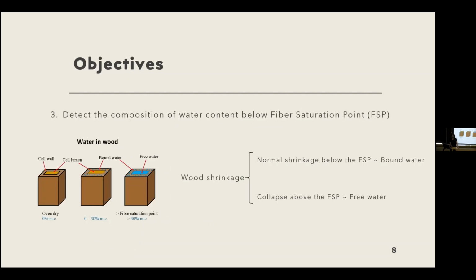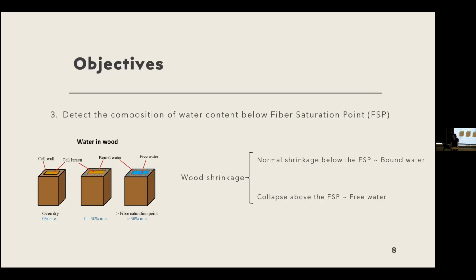There are 2 states of water in the wood. One is called bound water, which refers to the water that resides in the cell wall. And another one is named free water, which refers to the water existing in the cell lumen. The transition point from a regime that only has bound water to a regime that has both bound water and free water is named the fiber saturation point, which is usually recognized around 30% moisture content.